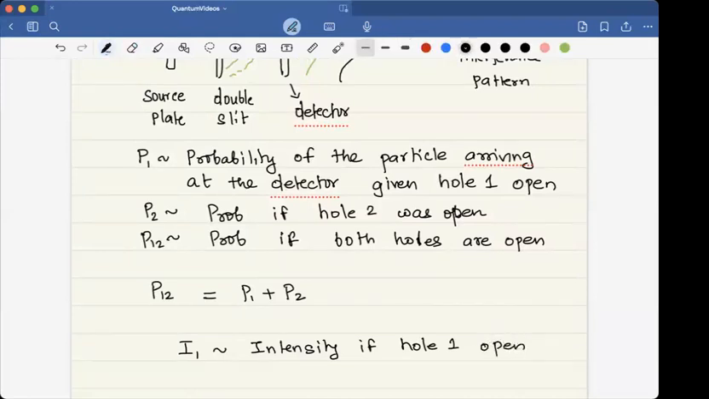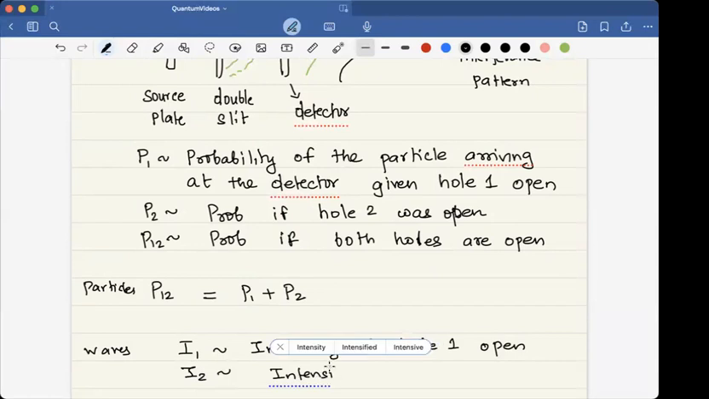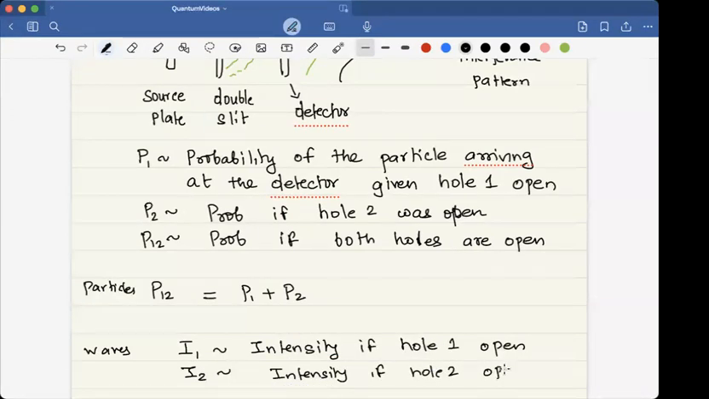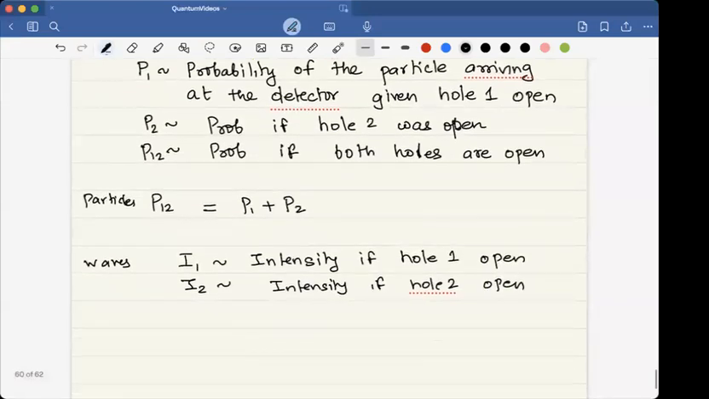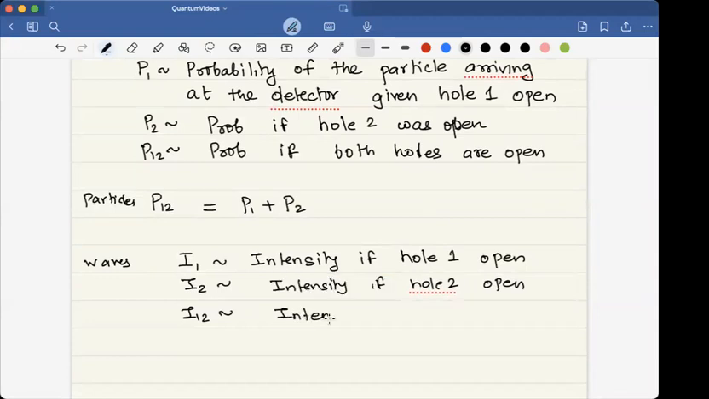And similarly, this is for particles, this is for waves, and I2 is the intensity of the wave if hole 2 was open, and I12 is the intensity if hole 1 and 2 were open.